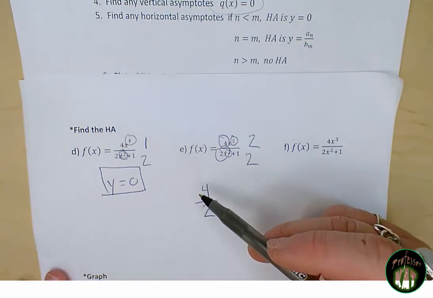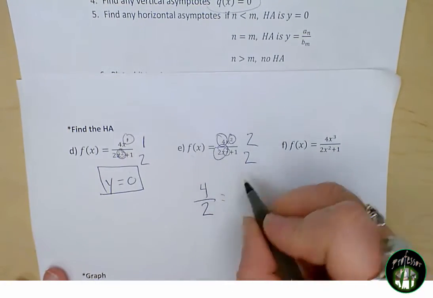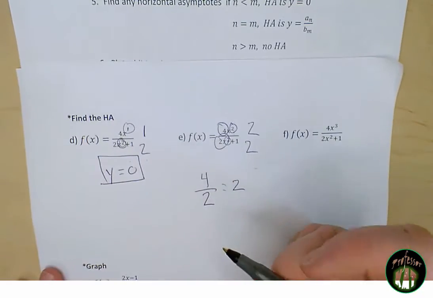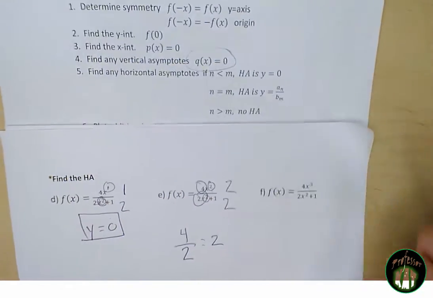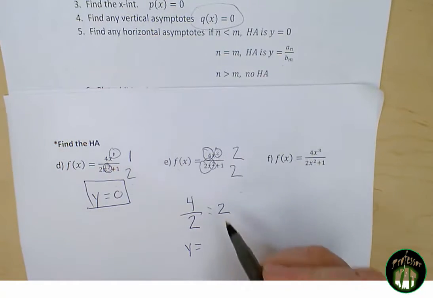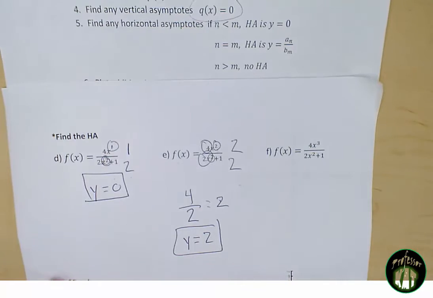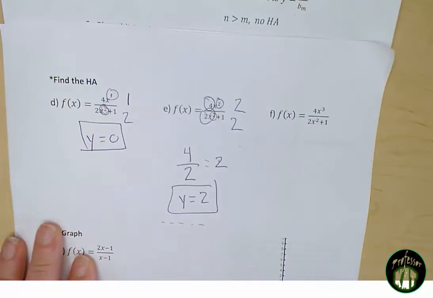Now simplify this, because when we simplify this, this is our horizontal asymptote. 4 over 2 simplifies to a 2, right? Just divide it out. So that means our horizontal asymptote needs to be written y is equal to whatever that is. So y is equal to a 2, right? That's what we got here. So y equals 2 is our horizontal asymptote. It's just going to look like a horizontal line on our graph.